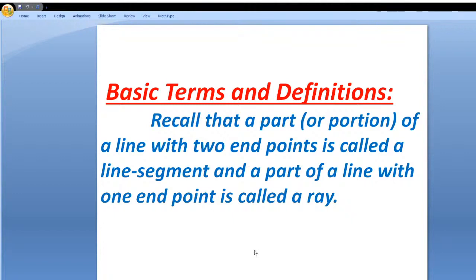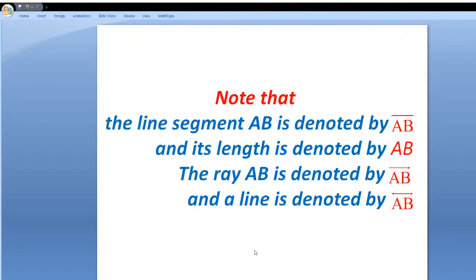So, note that the line segment AB is denoted by AB with a line segment sign, and its length is denoted by AB. The ray AB is denoted by AB with an arrow above, and a line is denoted by this symbol. This is also important.